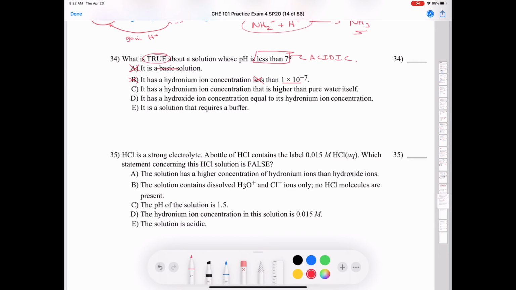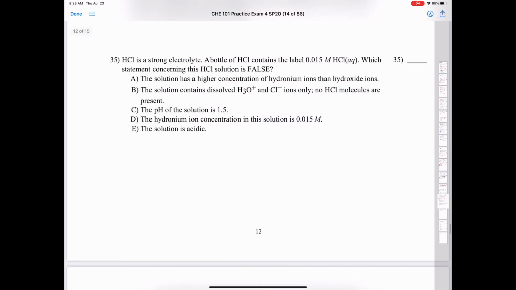The next one says it has a hydronium ion concentration that is higher than pure water itself. Yes, absolutely. This would be the correct answer, because in an acidic solution, you're going to have more hydronium ions than you would at a neutral pH.